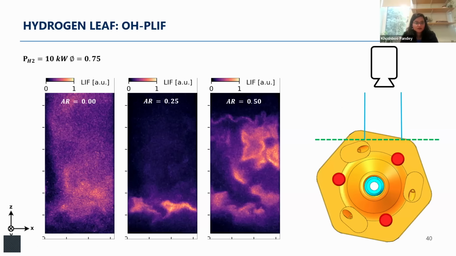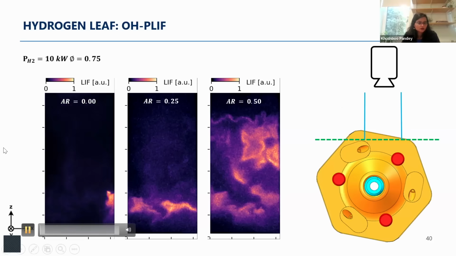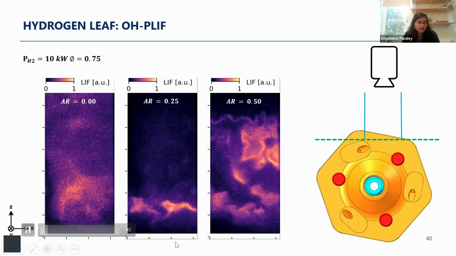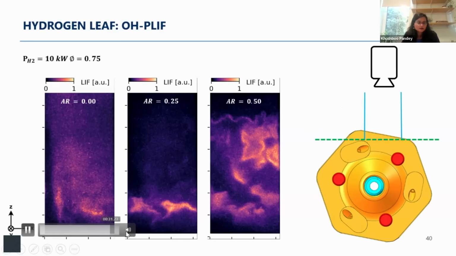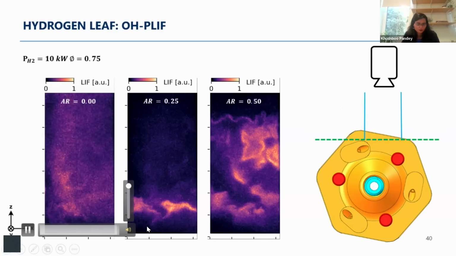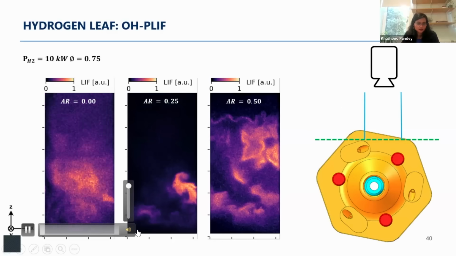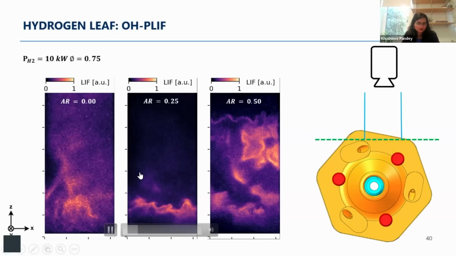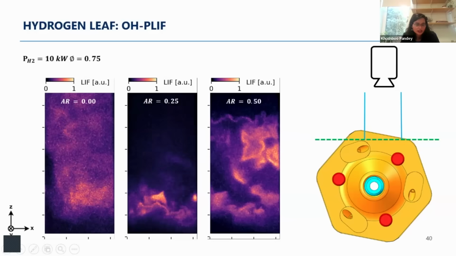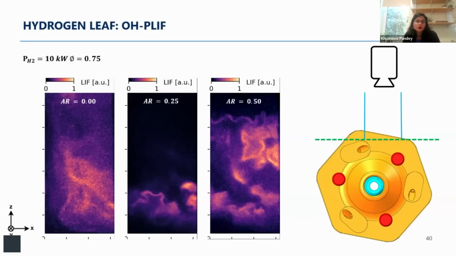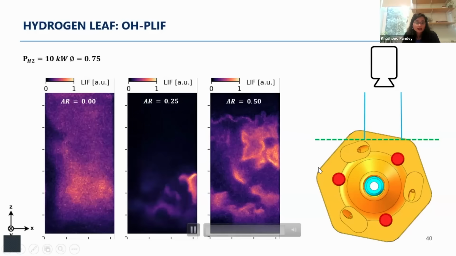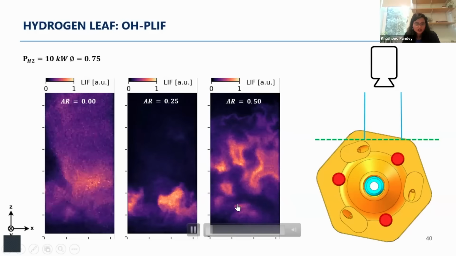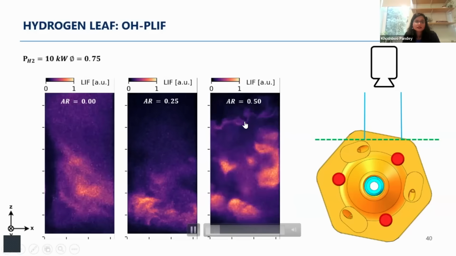The OH PLIF measurements for the hydrogen LEAF are very interesting. If we look when the air ratio is 0, this is essentially a diffusion-dominated flame. But as soon as we start increasing the air injection from the bottom, we see some sharp reaction fields coming through. And when we go to AR as high as 0.5, we have different flame characteristics, where we have a jet flame at the bottom and another flame front at the top.